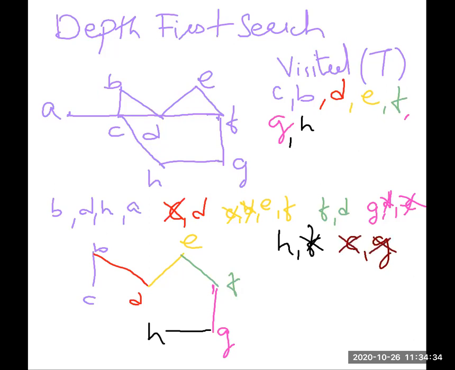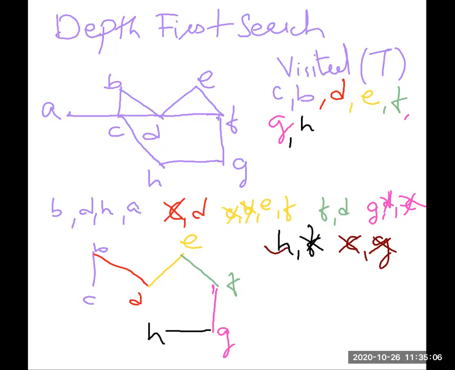So backtrack. What was the vertex visited earlier than H? It was G. So go to G. Check for remaining adjacent vertices of G. There are no adjacent vertices of G left, because there is H and F. H is already visited and F is already in the tree. So go back to the vertex which was visited earlier to G. It was F.